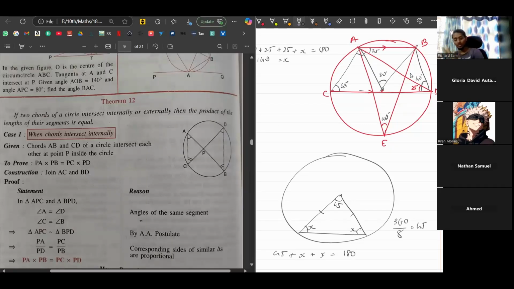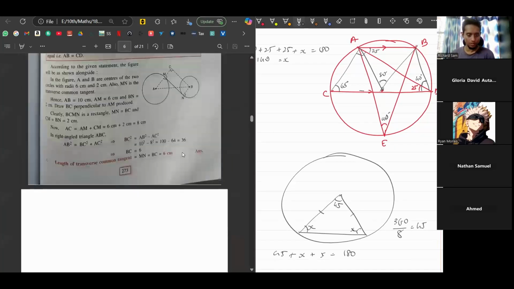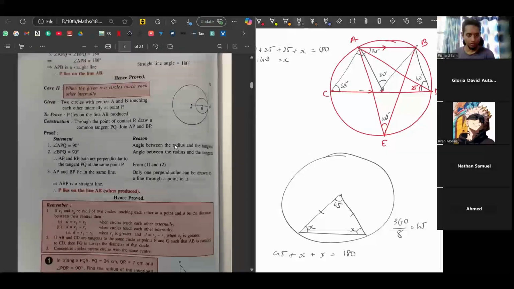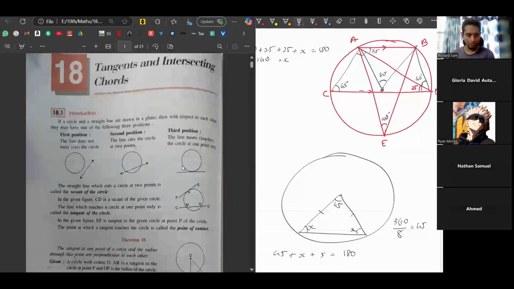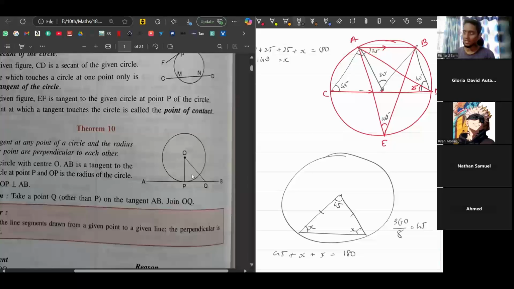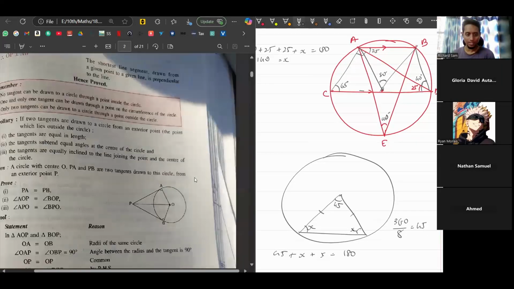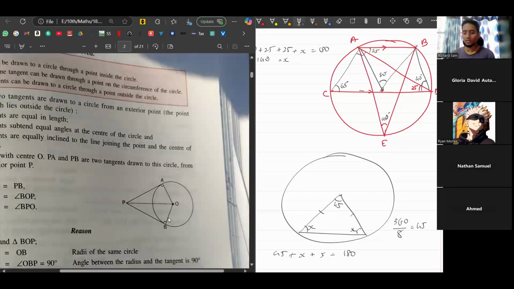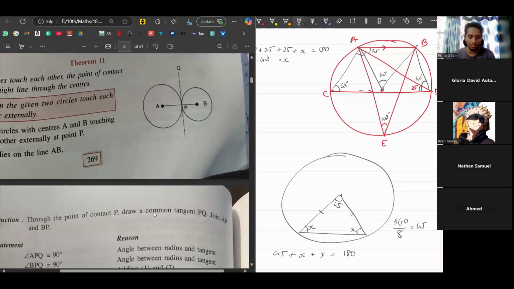In this question that we just did, all the theorems were using angles. None of them were using the length of chords or sides. But here, the first theorem was regarding angles, not the sides. The next theorem was regarding the length of the sides. The length of these two sides, PA and PB, will be equal. This one was nothing related to side or angle.